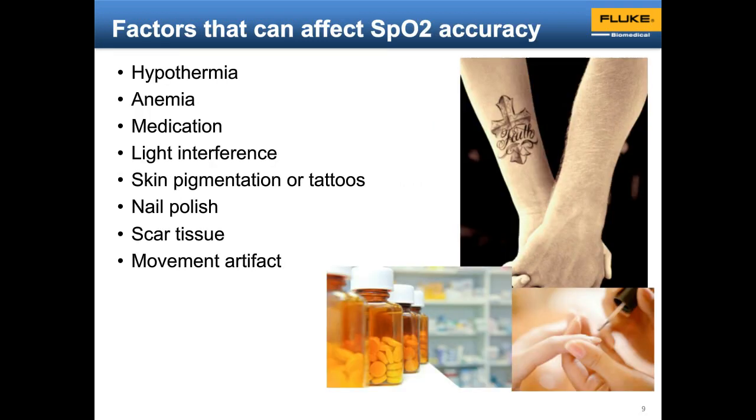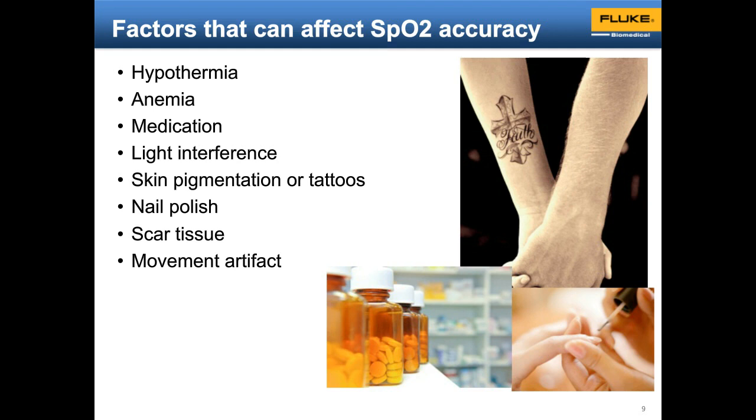Factors that can affect the measurement: hypothermia, anemia, medication, light interference, skin pigmentation or tattoos, nail polish, scar tissue, movement artifact, and others. Basically anything that can obscure the light or obscure the measurement through the pulsating arterial source. Anything that might constrict the vasculature, such as hypothermia, temperature. Anything that might affect that measurement could affect its accuracy.